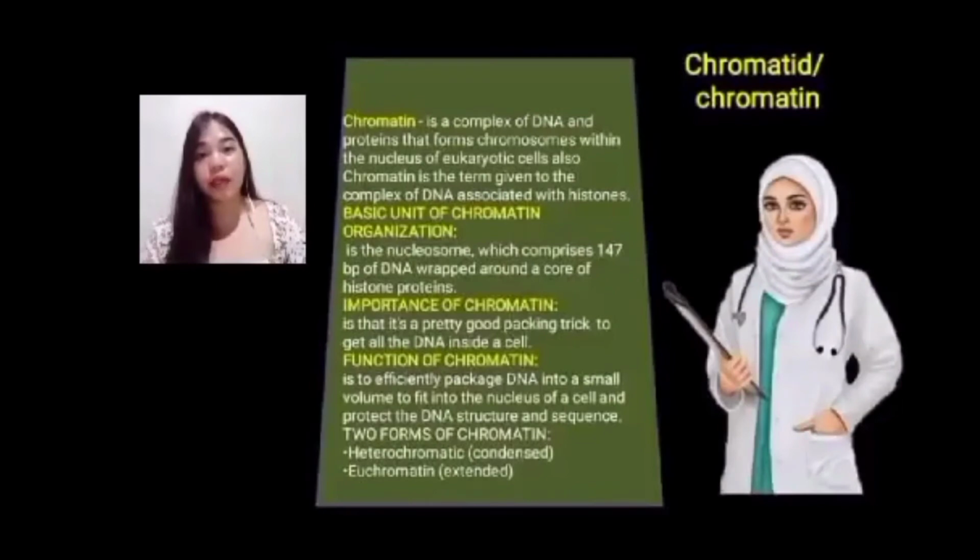My next topic is chromatid or chromatin. By the way, chromatid and chromatin are the same. So what is chromatin? It's a complex of DNA and proteins that forms chromosomes within the nucleus of eukaryotic cells. Chromatin is the term given to the complex of DNA coupled with histones. It is a complex of DNA and proteins that forms chromosomes within the nucleus of eukaryotic cells.